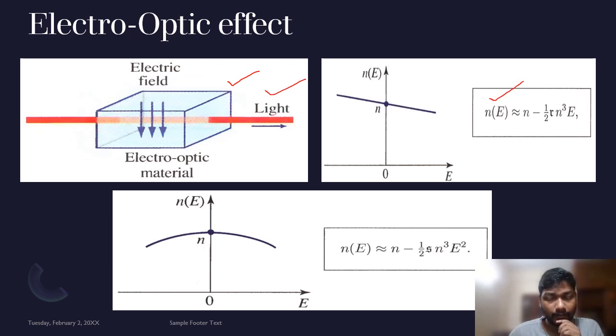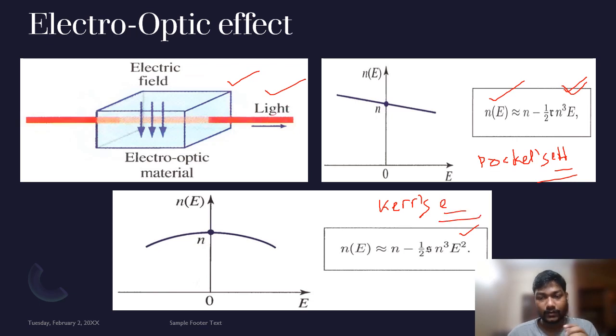When the refractive index as a function of electric field varies linearly, this is known as Pockel's effect. These terms are important. And when the refractive index varies with the power E square, this is known as Kerr's effect. So these two terms are important. You should remember that this is Pockel's effect, where the refractive index varies linearly, and this is Kerr's effect, where the refractive index varies quadratically with electric field.